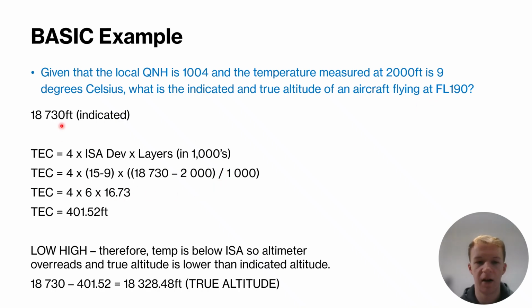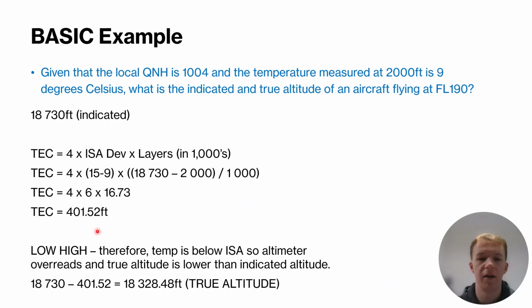So our temperature being 9 degrees Celsius, and this is a tricky part here. Since the temperature was measured at 2000 feet, that's where we're going to use. So we're going to use 2000 feet as our lower altitude to measure the layers between. So we get the amount of layers between our aircraft's indicated altitude of 18,730 minus the altitude for our temperature, so 2000 where it's measured, over 1000 to get it in layers in thousands. So it's going to be 4 times 6 times that answer right there, 16.73, which is just our formula, giving us a temperature correction of 401.52 feet.